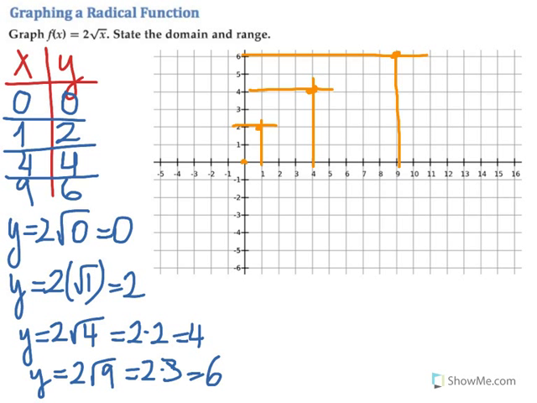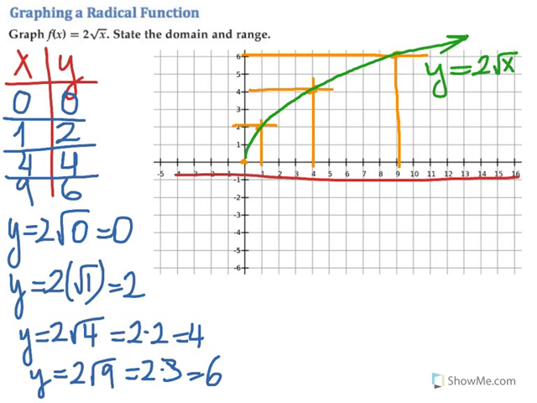Okay. Now to join the points we do the following. We start from the origin and go exactly like this. So this is the graph of function y equals 2 square root of x. The question also asks for the domain and the range. Well, the x values are called the domain and the y values are called the range.